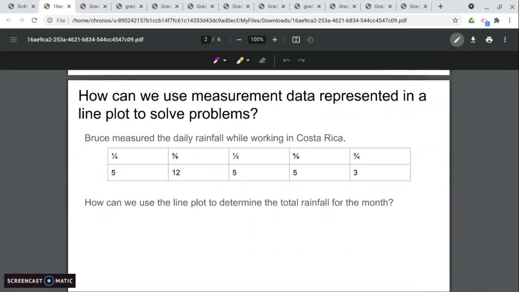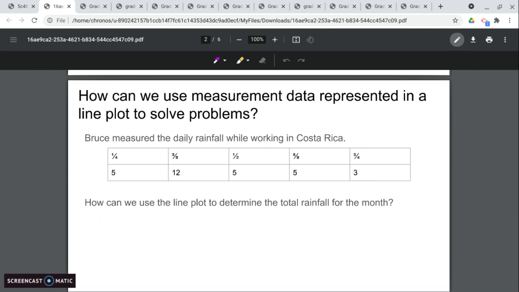So what we're looking at today is 14.4, measurement data. How can we use measurement data represented in a line plot to solve problems? Bruce measured the daily rainfall while working in Costa Rica. How can we use the line plot to determine the total rainfall for the month? So this is showing the inches it rained and the frequency of those inches.